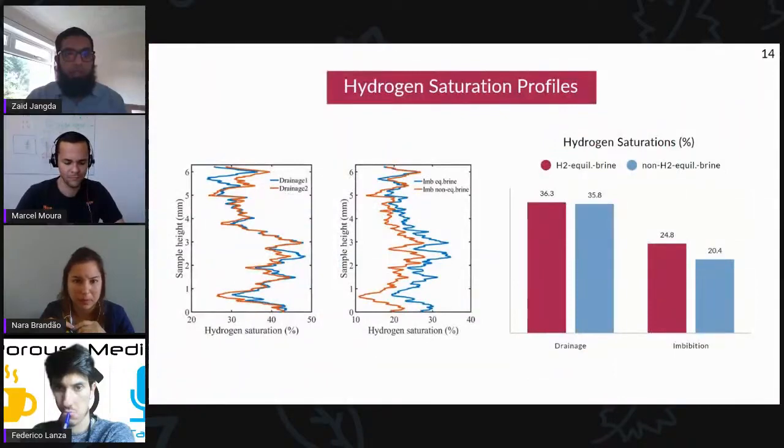So we have the saturation profiles here. If we consider drainage, most of the profile in both the drainage cycles is quite similar. The saturation values are also quite similar. But when we go towards imbibition, we see there is a difference in the hydrogen saturation profiles, and also a difference in the overall saturation. Again, why is that happening? I will maybe discuss it a bit later, but these are the results that we got.